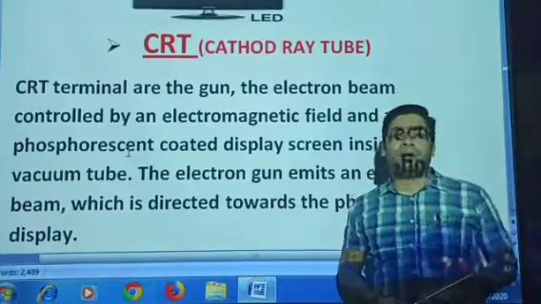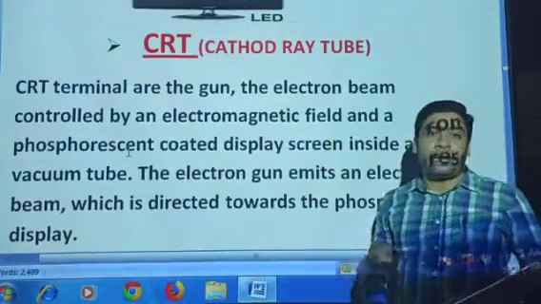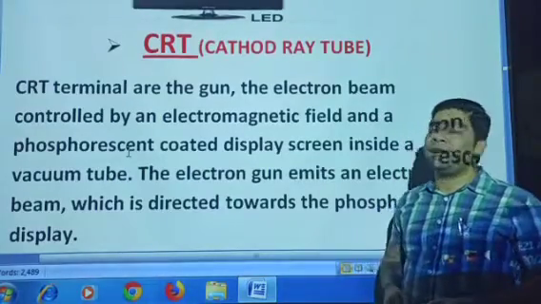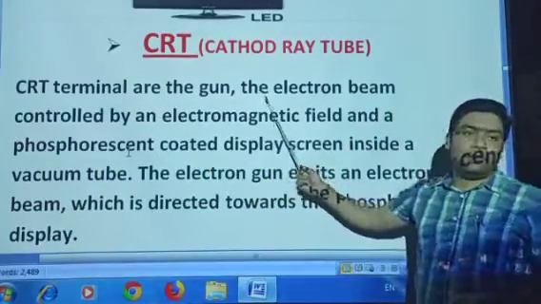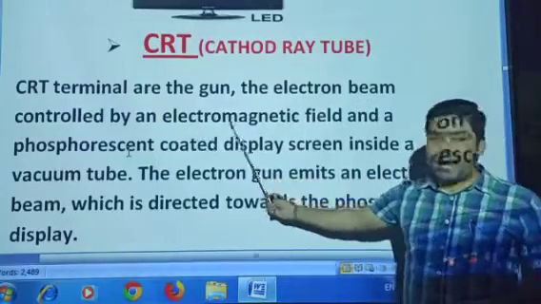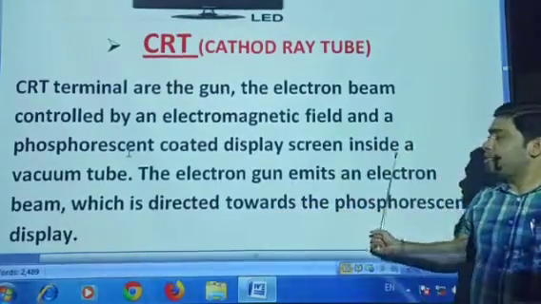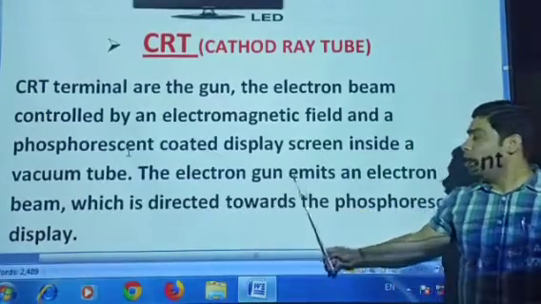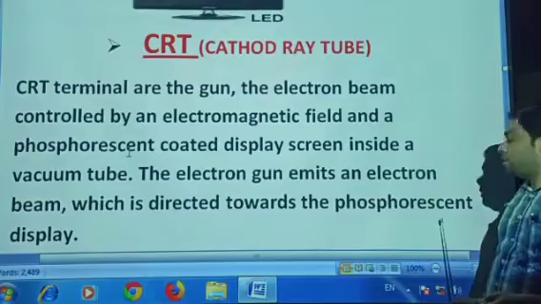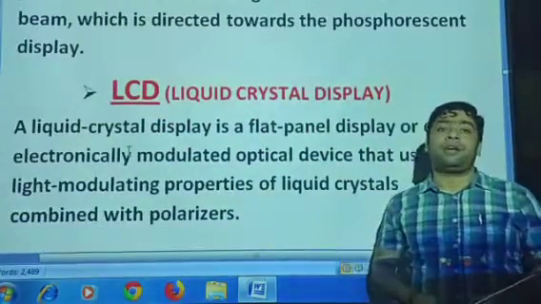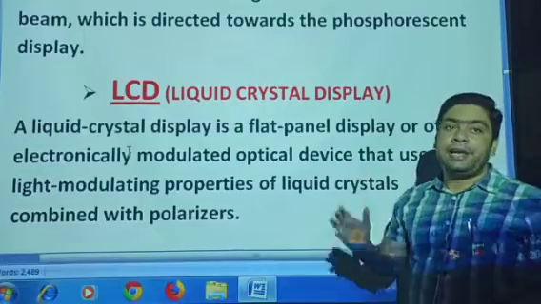The previous type of TV, the big-sized TV, is called CRT. CRT, cathode ray tube. CRT terminals use an electron gun, the electron beam controlled by an electromagnetic field, and a phosphorescent coated display screen inside a vacuum tube. The electron gun emits an electron beam which is directed towards the phosphorescent display. That means when the cathode gun shoots out the beam and it comes onto the phosphorescent display, our object is displayed.